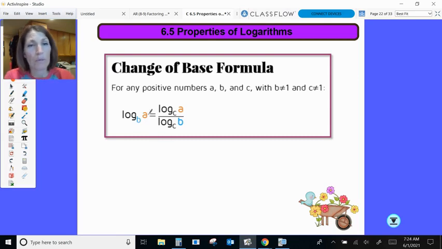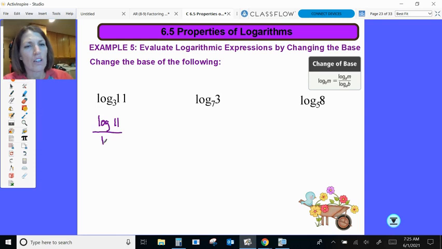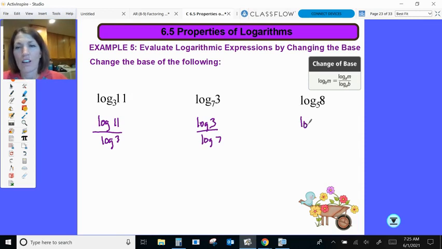It's simple. I just remember it like this: log of a over log of b. So it's basically log or natural log. We're usually changing to natural log or common log. Let's take a look at how this works. Let's change the base on all of these. This is going to be just log of 11 over log of 3. Boom, done. This is going to be log of 3 over log of 7. Boom, done. Log of 8 over log of 5.